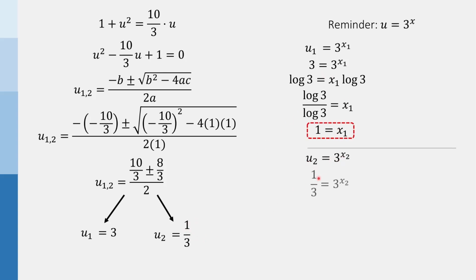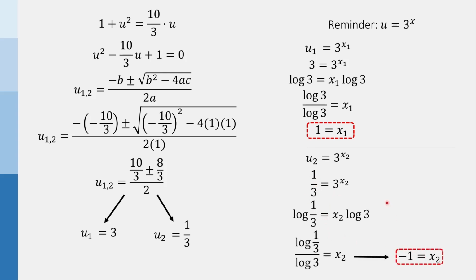Now, over here you put 1 divided by 3, and you do the exact same process, and you should acquire an answer of -1. And these are both acceptable solutions.